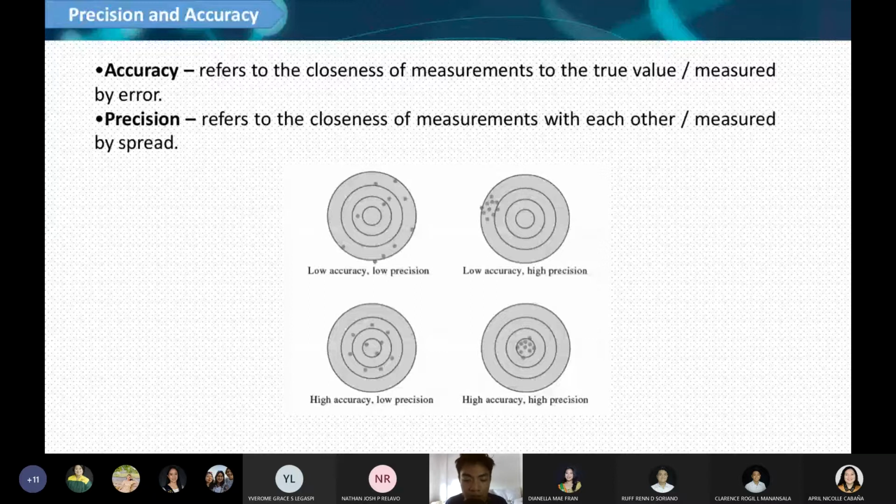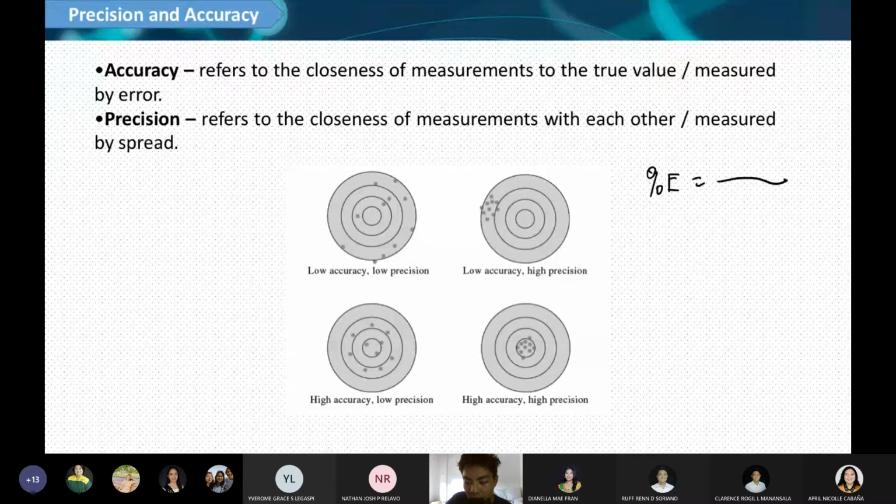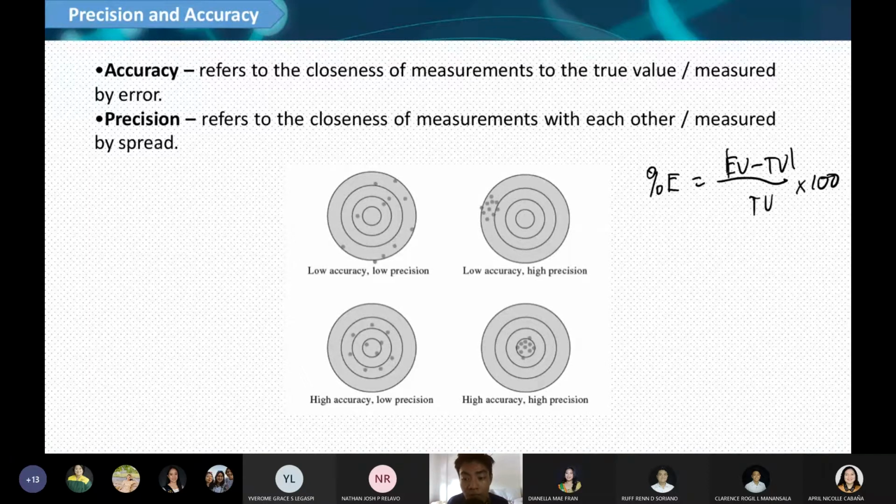Okay, how do we determine if we are accurate or not? One way of checking for accuracy is the error or the percent error. May formula yan, no? So, percent error can be determined using the formula: experimental value minus true value in absolute value, over the true value, times 100%. Okay, so ganun. So that's how we determine the percent error. If your percent error is very high, that means you are not accurate, no? Hindi accurate yung measurement mo.